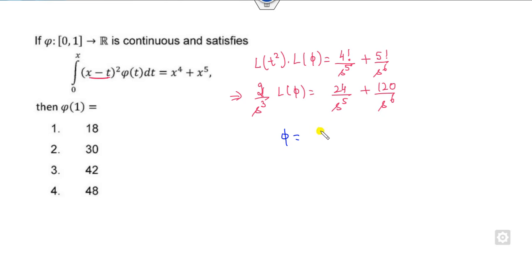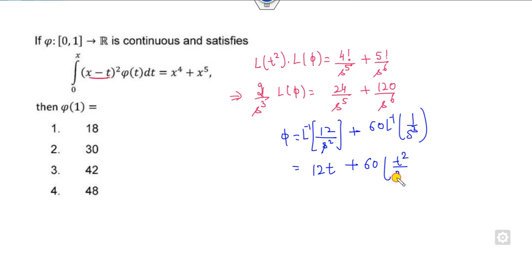You can multiply them. It's 12 L inverse of 1 over s square plus 60 times 1 over s raised to power 3. So what is the answer of this? What is the inverse of 1 over s square? It is t. Plus 60 times t square over 2 factorial. Fine. So what is the answer of phi of 1? That's 12 plus 60 over 2. That's 30. So it is 12 plus 30, 42 is the right answer.